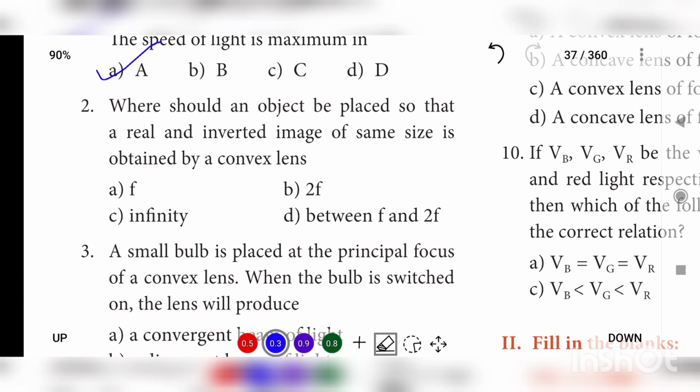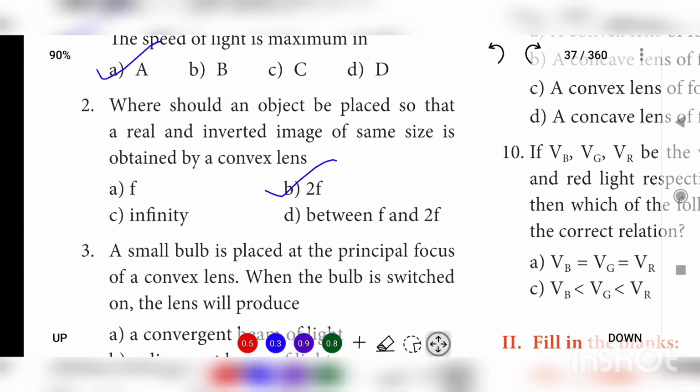Second one, where should an object be placed so that a real and inverted image of same size is obtained by a convex lens? So, answer is option B, 2F.